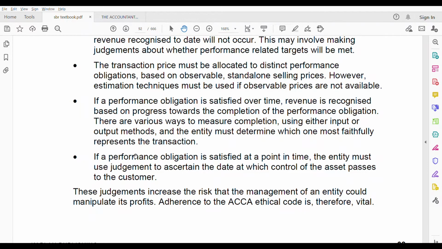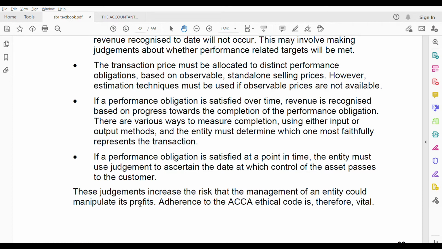If a performance obligation is satisfied over time, this is over time; this is at a point in time. The entity must use judgment to ascertain the date at which control of the asset passes to the customer. So that date also they estimate, that on this day the control shall pass to the customer. This judgment increases the risk that the management of an entity could manipulate its profit. See, revenue is one of the areas. Even the auditors will be using so many tests to check that, because that is an area which is highly manipulated. Risk is high there.